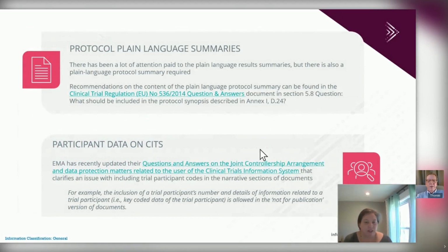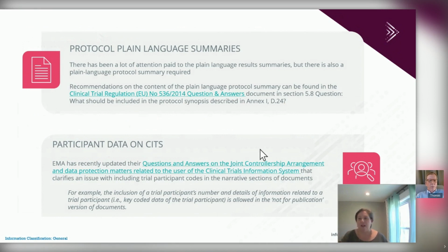protocol plain language summaries or synopsis is a topic that, quite honestly, wasn't in the zeitgeist until very recently, I would say. And now a lot of attention is being paid to it. Plain language summaries of results have been discussed for years, but now, oh my God, we have to also do protocol. So this is something that seems very recent in everybody's view, and I think it's because people are getting ready to start submitting their requests through CTIS.